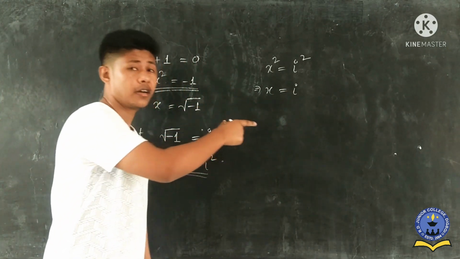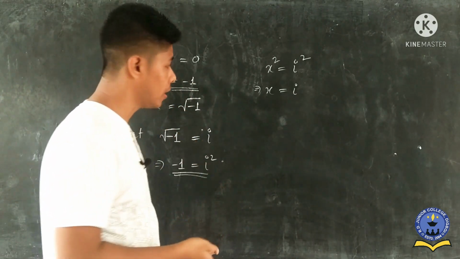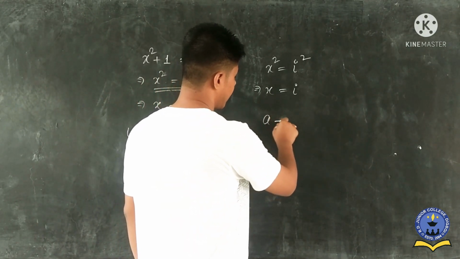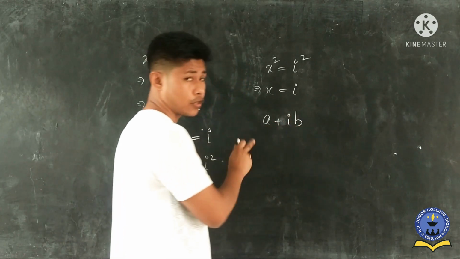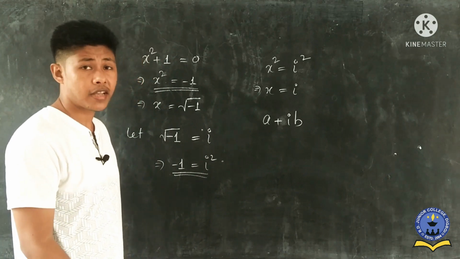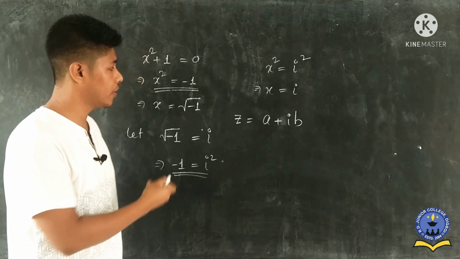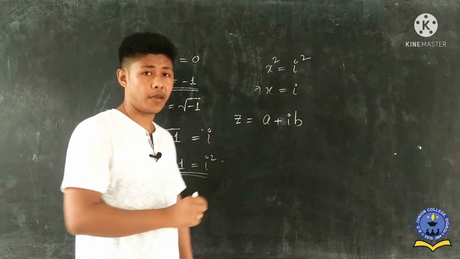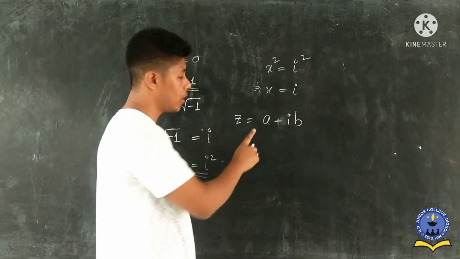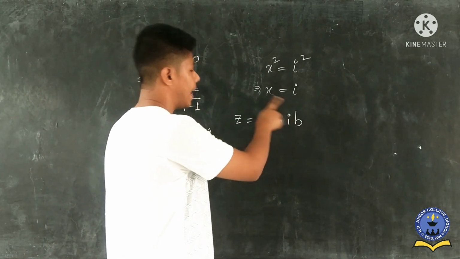So for that reason, the general form of a complex number is actually what? The general form of a complex number we write as a plus ib, and it is generally denoted by z. z equals a plus ib, where a and b are real numbers. Remember, only i represents here the complex part.